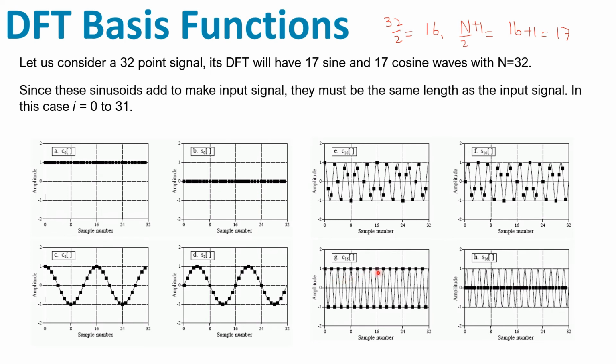So it will have 16 cycles here. These dots are actually the samples, okay. Just remember that the length of each component, each basis function, will be equal to the length of the signal, the original length of the signal. Like here it's 32 points, so each will be 32 points, and there will be 17 sine components and 17 cos, meaning 17 real and 17 imaginary.